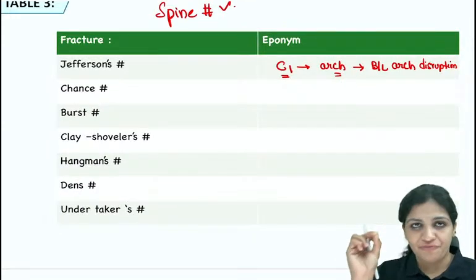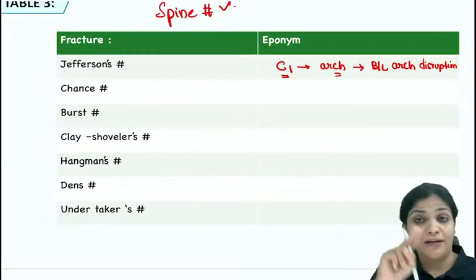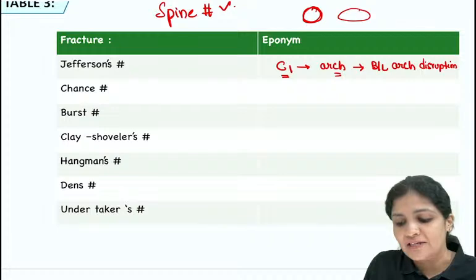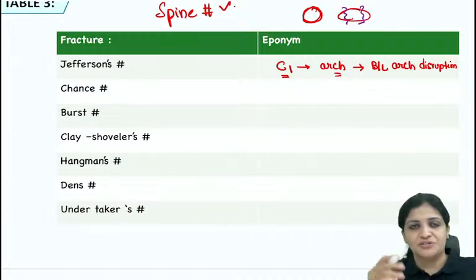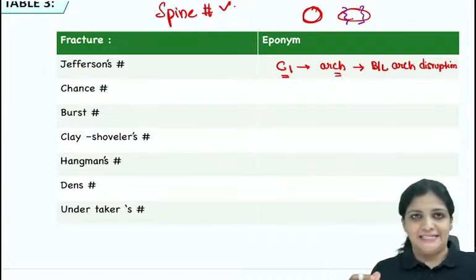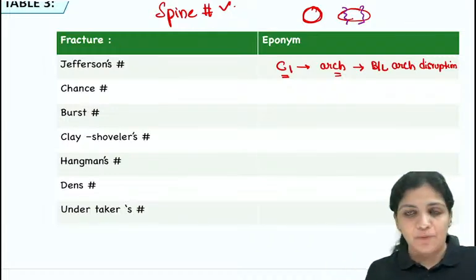Remember, F for first, there are two F's. So it is a bilateral arch fracture. So similarly, like your pelvic ring-like structure I've told you, this is an arch-like structure, and there is bilateral disruption of this arch, which is resulting in fracture. This is called the Jefferson's fracture. Yes, C1. Remember, C1, cervical 1.